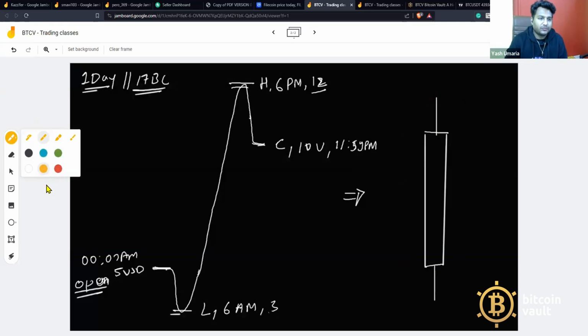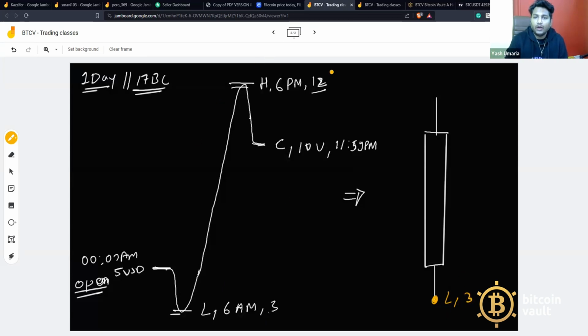Now let's put all this information on the candlestick. So what we have here is a low, which is around 6 a.m. and the low is around 3 USD. Generally the low of the day, or it can be any time interval. It can be 1 hour, 1 minute, 4 hours, a 15-minute chart, whatever. You can put any time interval and all the things will still be valid. So this one generally goes at the bottom, right here. That's a low at 3 USD.